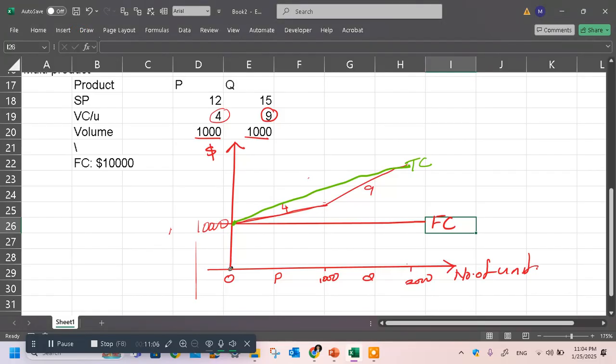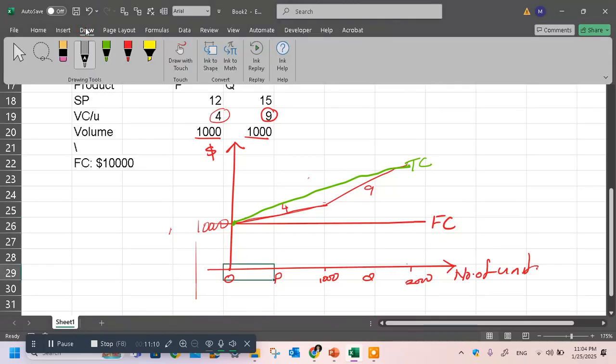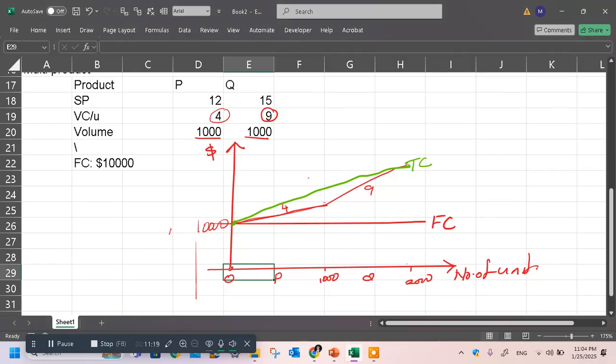Revenue should start from 0, 0 because no units, no revenue. It doesn't work. Let's take red color itself. Okay. Start from here. 12,000 would be somewhere here. Like this. Then the next product, the price is 15, right? It must be increasing at a higher rate.